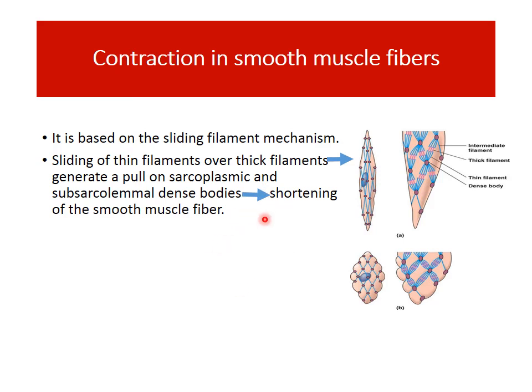How does contraction in a smooth muscle fiber occur? It is based on the sliding filament mechanism. Sliding of the thin filaments over the thick filaments generates a pull on the sarcoplasmic and subsarcolemmal dense bodies. Then shortening of the smooth muscle fiber occurs.